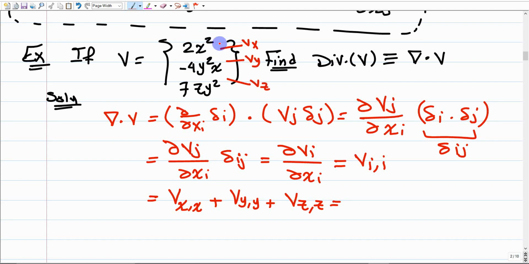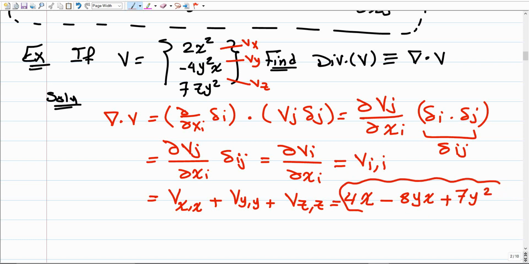So what is the derivative of the Vx component with respect to x? The derivative of Vx with respect to x is going to give us 4x. Make sense? And remember, there are no deltas here. This is a scalar quantity. Just calculate the derivative with respect to x and that's it. Plus the Vy, differentiate Vy with respect to y. The derivative of this term with respect to y gives us the negative of 8yx. Agree? How about the derivative of the z component, Vz, with respect to z? This is going to give us the plus of 7y squared.